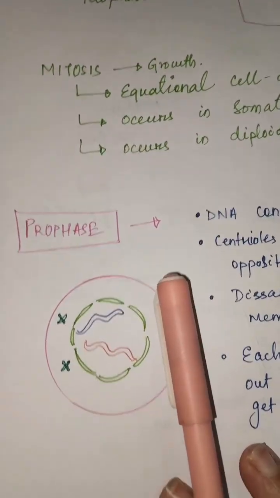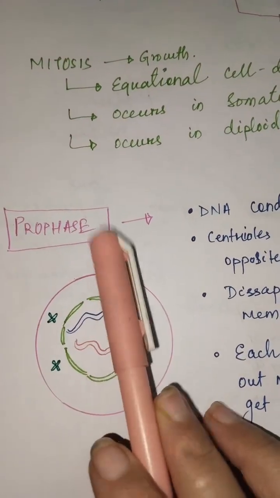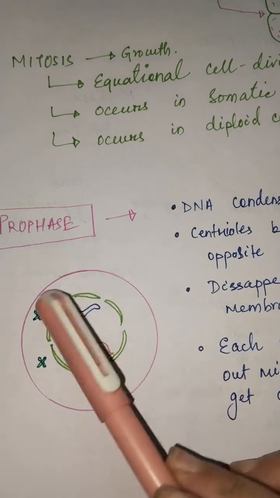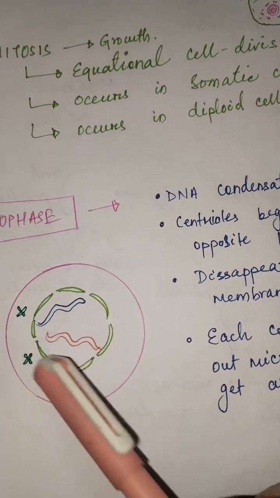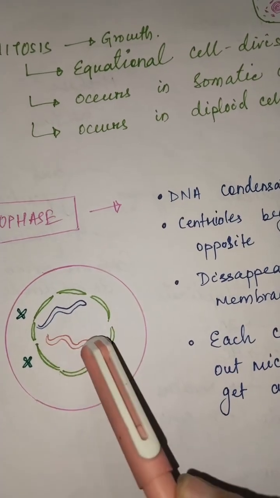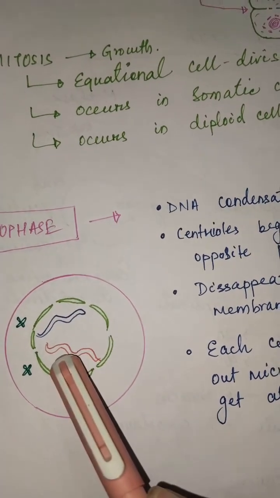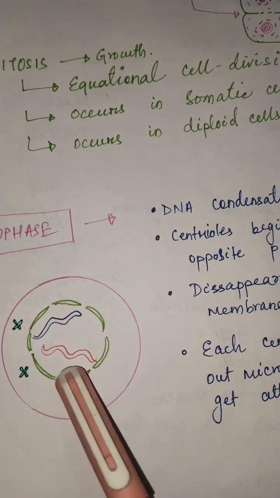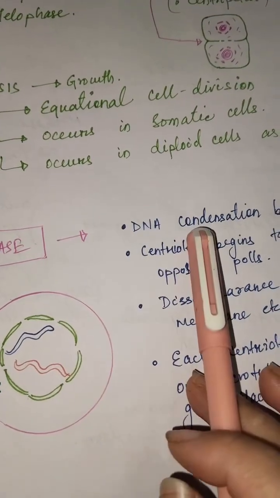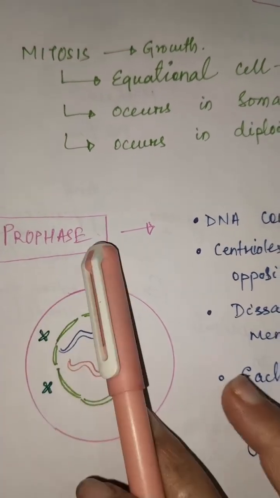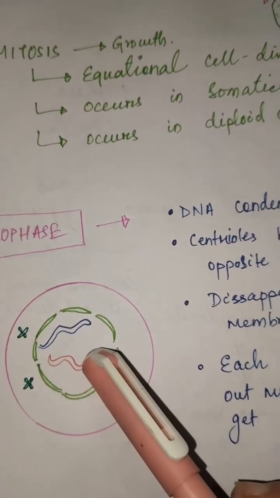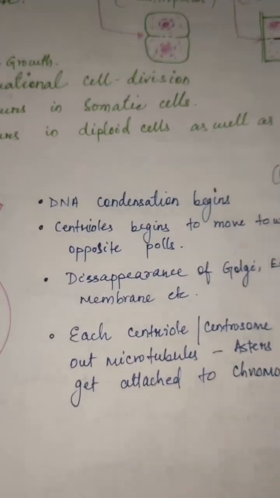Now, karyokinesis occurs first as prophase. In prophase, what we see is the cell; the entire thing is the cytoplasm, this green color is your nuclear membrane, and these blue and red are your chromosomes or DNA material. Now, this DNA material is generally invisible to our naked eyes, but during this M phase of the prophase, this DNA material gets condensed into chromosomes or chromatids.